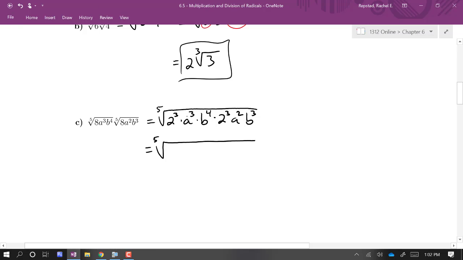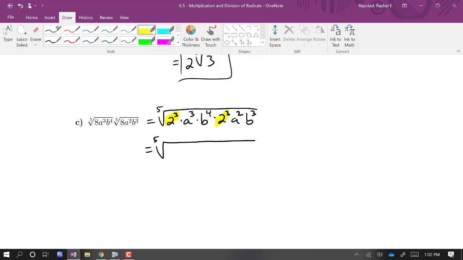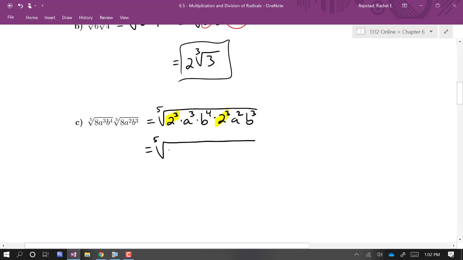Alright, I'm going to simplify this expression here. 2 cubed and 2 cubed is 2 to the 6th, because we can add those exponents. a cubed and a squared is a to the 5th, and b to the 4th times b cubed is b to the 7th.